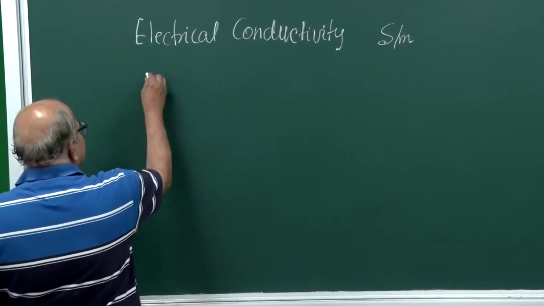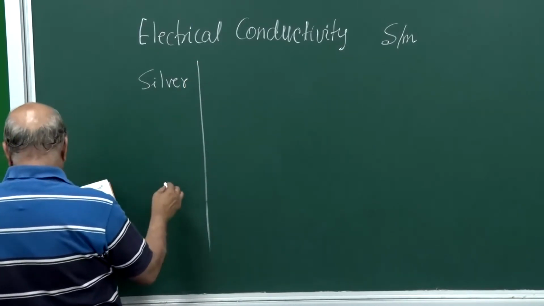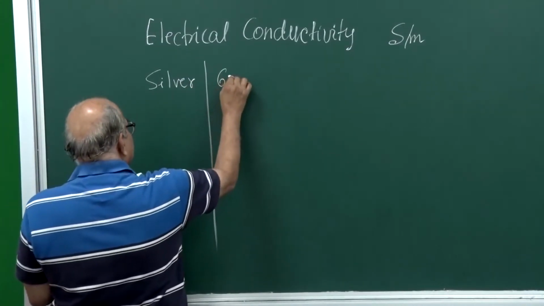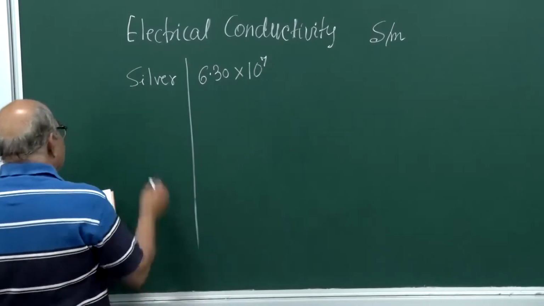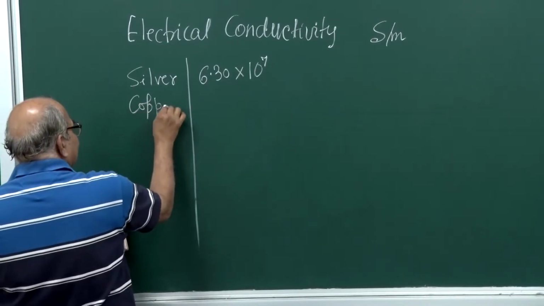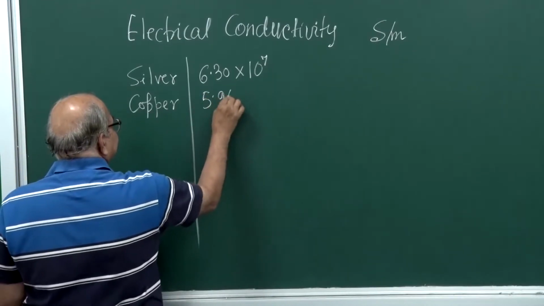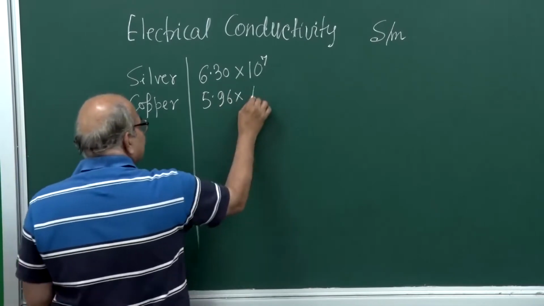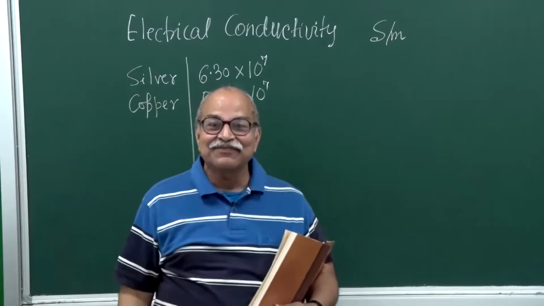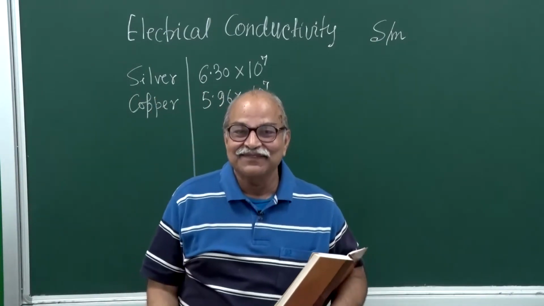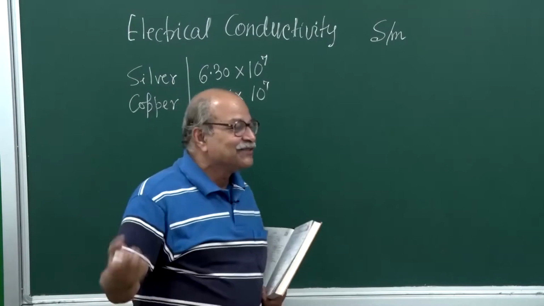So let's start with silver. The silver conductivity is 6.30 times 10 to the power 7 in this SI unit. Copper is 5.96 times 10 to the power 7. So if you do silver wiring in your house, that will be much more efficient as far as the electric conduction is concerned. Of course, the cost will be such that you will be at the top of the world.